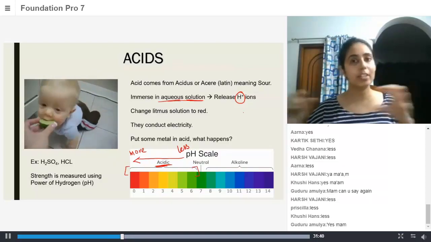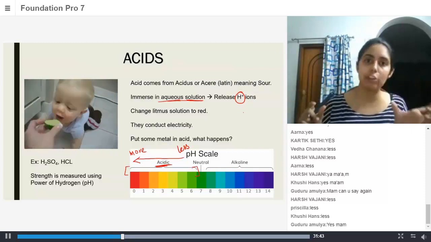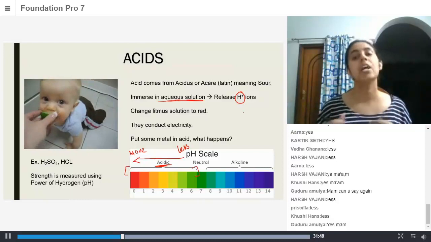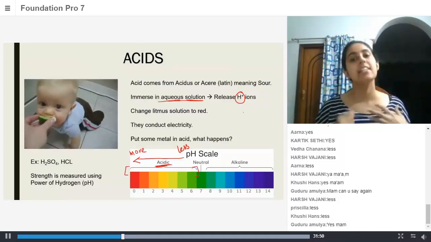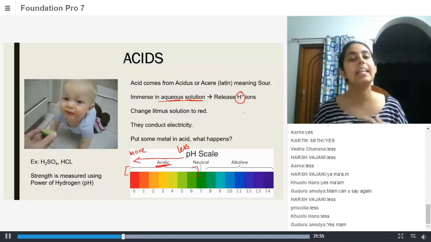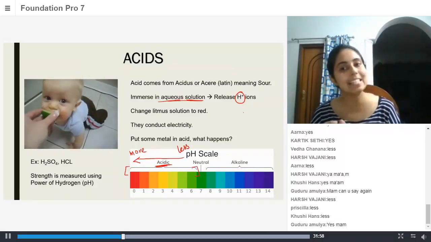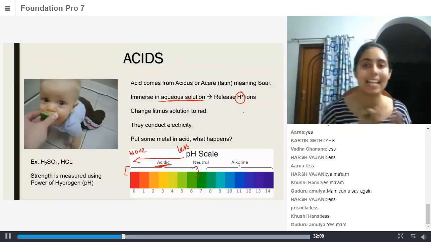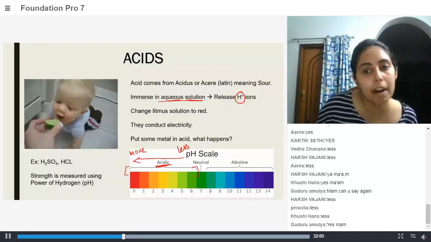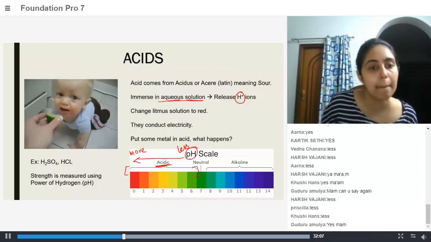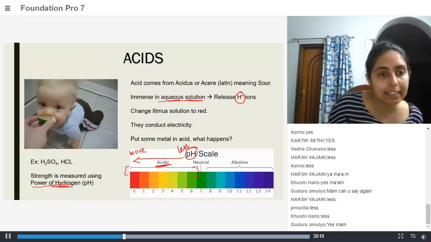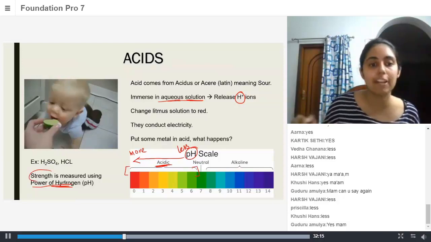Like you use your regular scale or ruler to measure the length of distances, a pH scale measures the strength of an acid. If a substance is releasing a lot of H plus ions, it is more acidic. If a substance is releasing fewer H plus ions, it is less acidic. So that is why it is called power of hydrogen. This pH means power of hydrogen, and that is used to measure the strength of an acid.